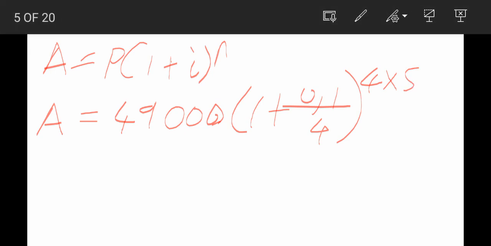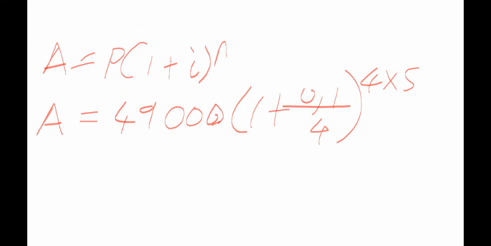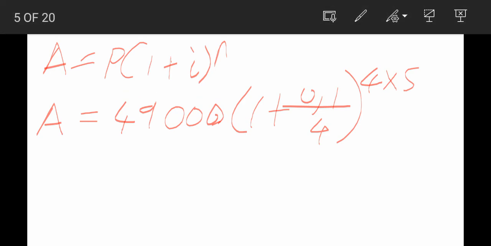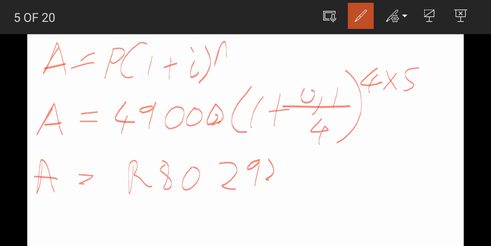5 years, pardon me. It was 5 years. Then we go 4 times 5, right? Because it was compounded quarterly. Then if you just punch that in your calculator, you get 80,292.21. So now the question is, will Anil be able to buy the car?